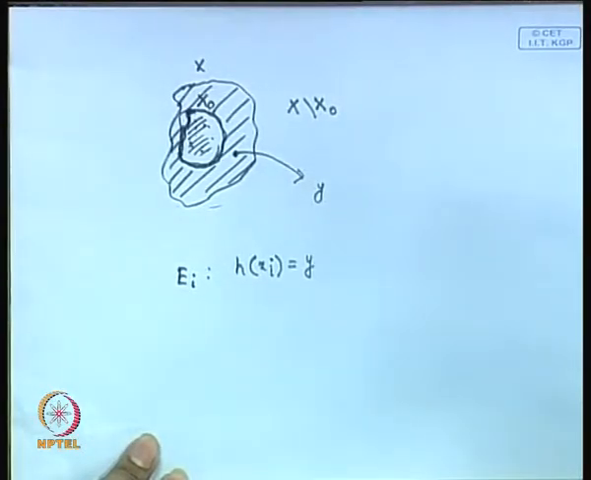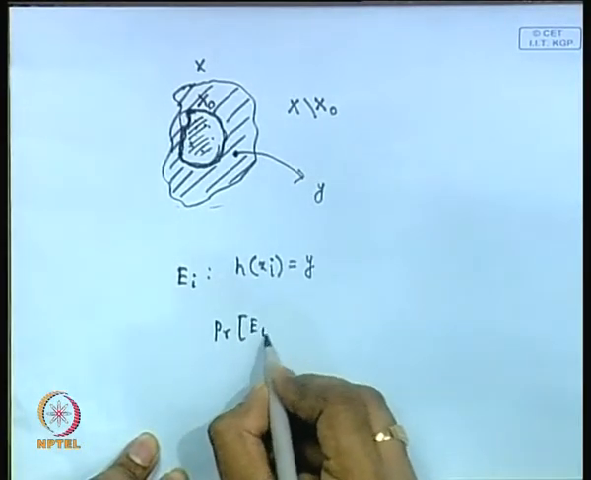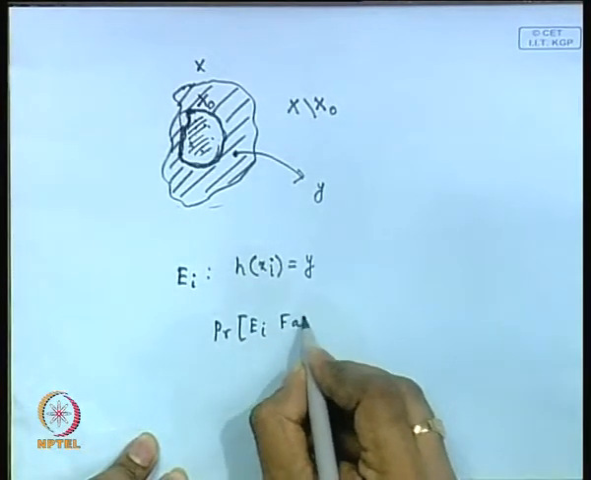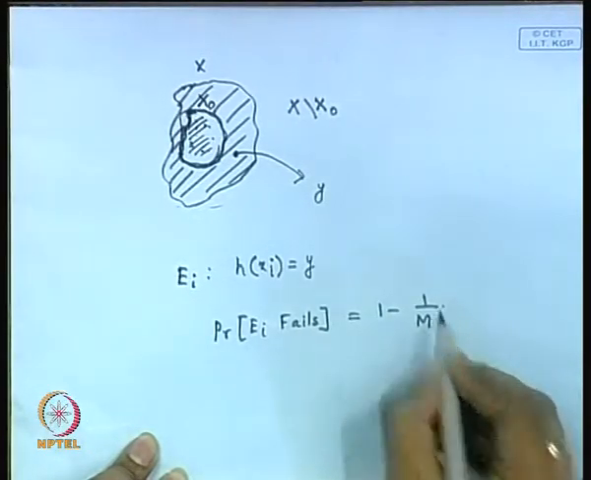It is equal to 1 by m. So, therefore, what is the probability that this is not true? It is 1 minus 1 by m. So, the probability that ei fails or ei is not true is actually equal to 1 minus 1 by m.